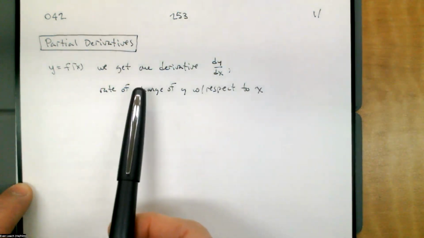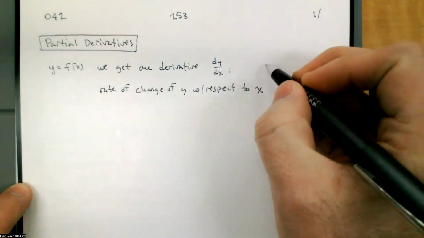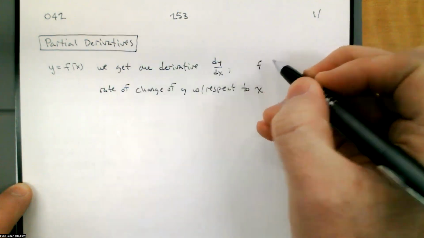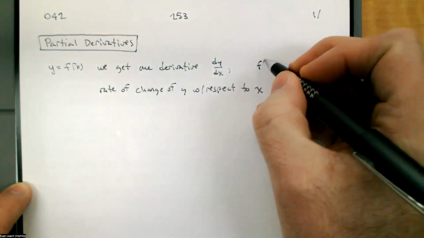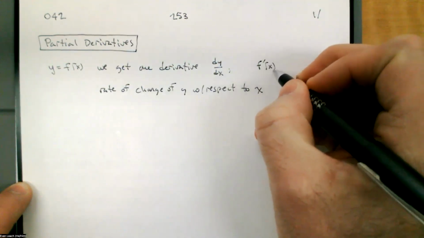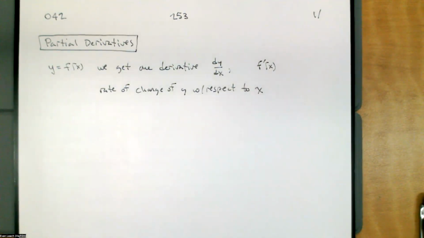Because there's only one derivative, we get to use Newton's crappy notation. I shouldn't editorialize. Newton's definitely not crappy notation. f prime of x, which is not even Newton's notation. But we get this derivative dy dx.